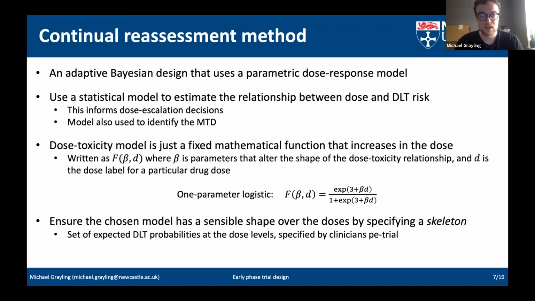But fortunately, we can ensure that the chosen model actually has a sensible shape over the doses initially by specifying what's known as a skeleton. And the way that you do this is you, usually with clinicians, elicit your set of expected DLT probabilities at each of the dose levels. And then we use this in making sure that this dose toxicity model makes sense.